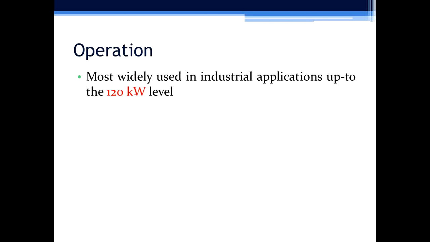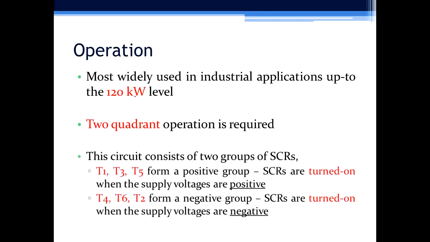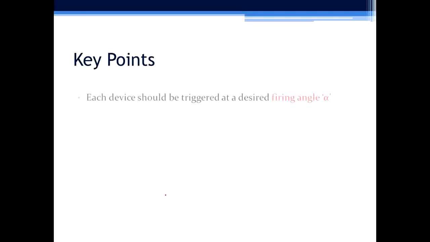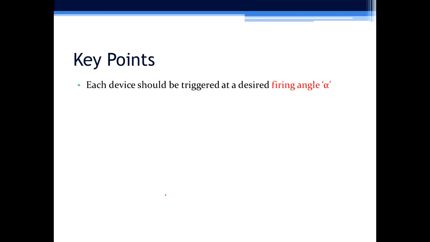First, it is used up to 120 kilowatt level. It gives us two quadrant operation. This circuit consists of two groups. Upper group devices are called positive group T1, T3 and T5, and lower group devices are called negative group. Now there are few important points. Each device should trigger at some firing angle alpha. So we will decide some alpha. Alpha will be common for all the devices.